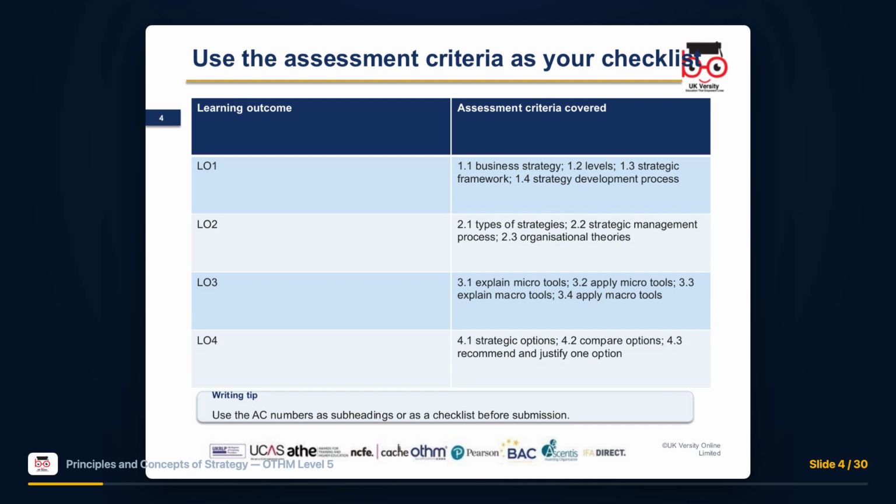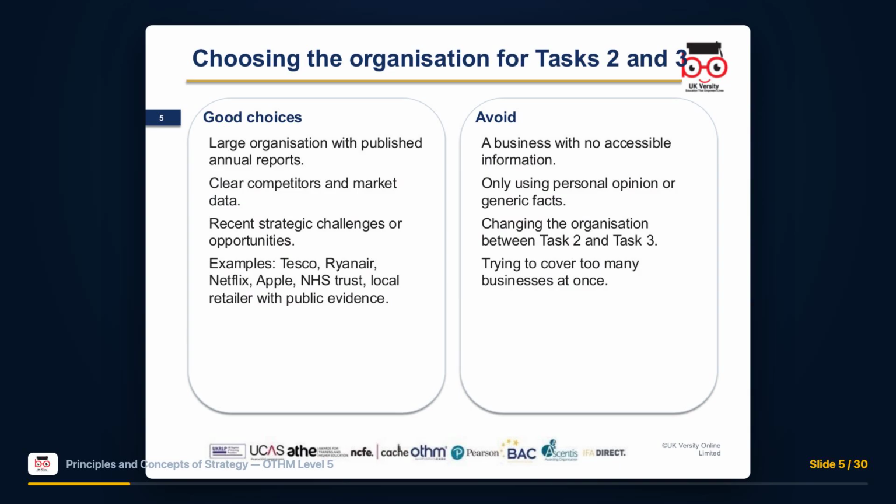Learning outcome 1 covers business strategy, its levels, the strategic framework, and the strategy development process. Learning outcome 2 covers types of strategies, the strategic management process, and organisational theories. Learning outcome 3 covers explaining and applying micro and macro tools. And learning outcome 4 covers strategic options, comparing them, and recommending and justifying one. Use the criterion numbers as your subheadings, choosing the organisation for tasks 2 and 3.